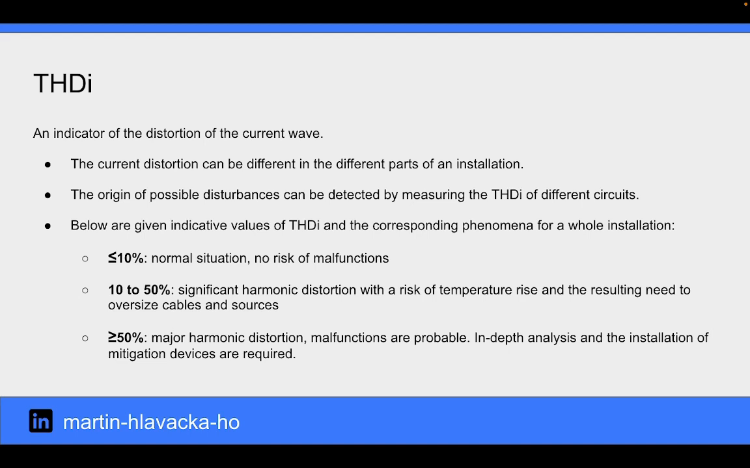If the value is less than or equal to 10%, it is okay and there is no risk of malfunction. If the value is between 10 and 50%, there is significant harmonic distortion with the risk of temperature rise, resulting in the need to oversize cables and sources. If the value is equal to or greater than 50%, significant harmonic distortion exists and malfunctions are likely. In-depth analysis of the installation and mitigation devices is required.